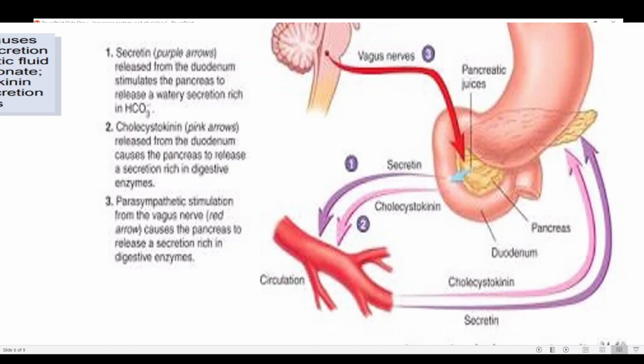Then we should know the details of the pathophysiology, management, and clinical features of acute pancreatitis, chronic pancreatitis, and pseudocyst. In the next video, we will talk about acute pancreatitis, chronic pancreatitis, and pseudocyst.